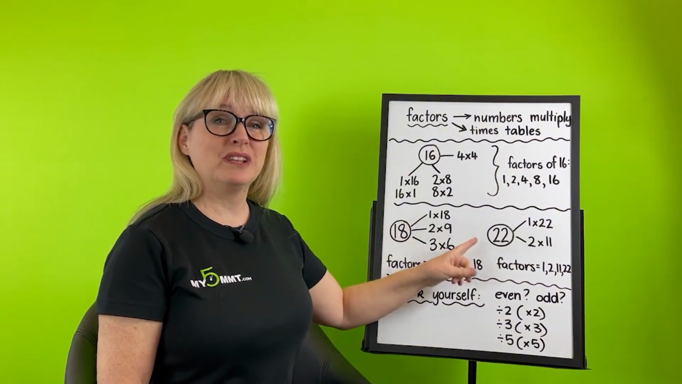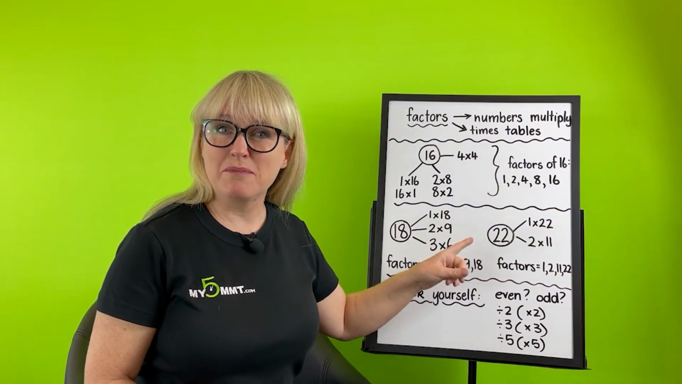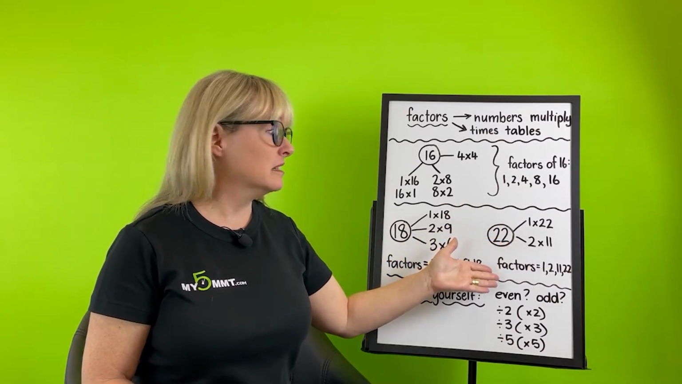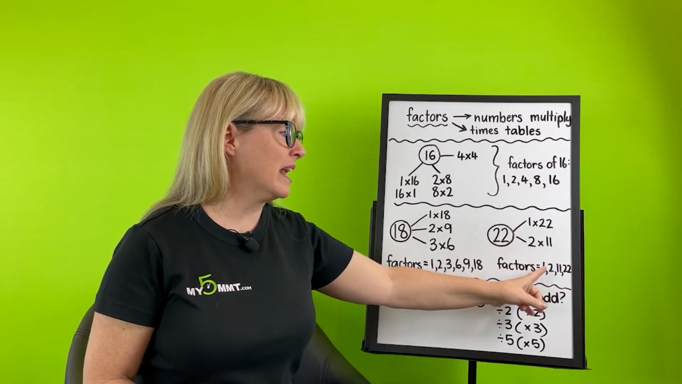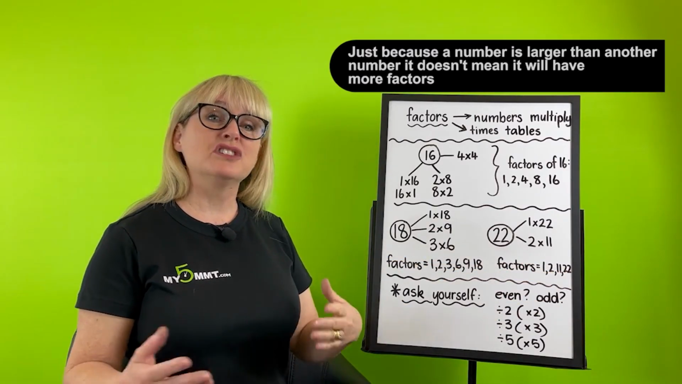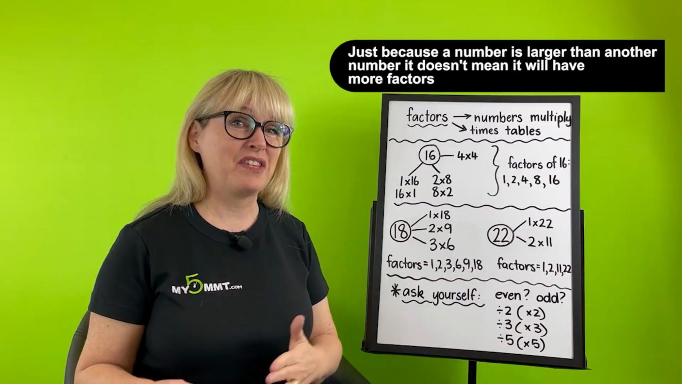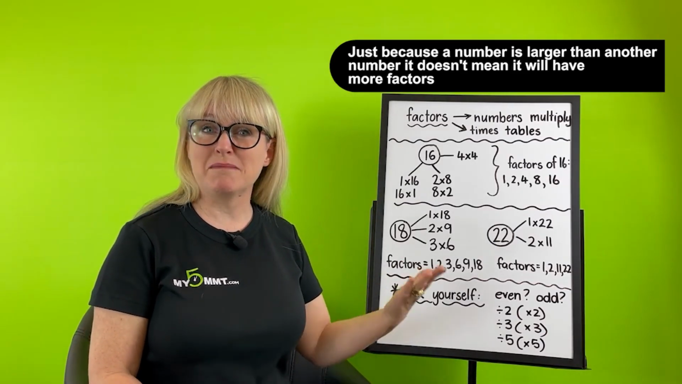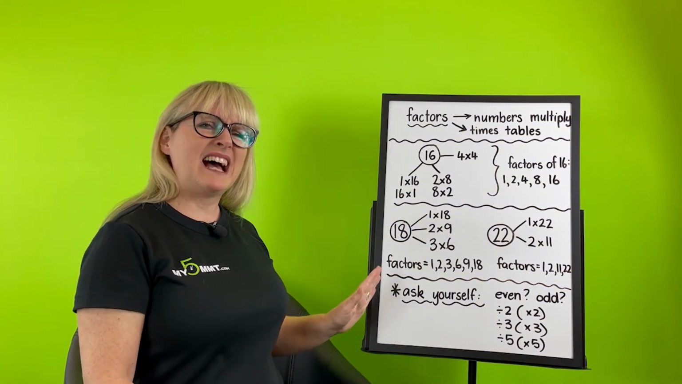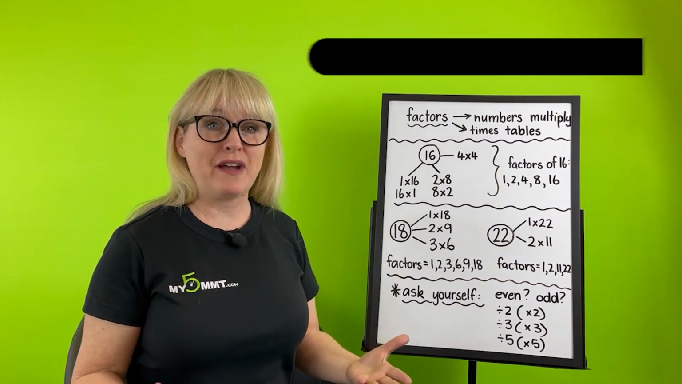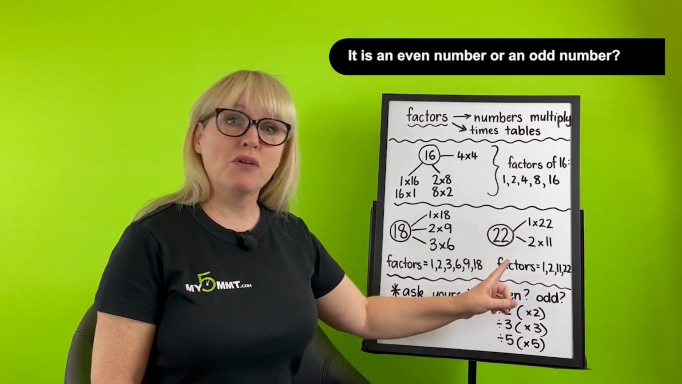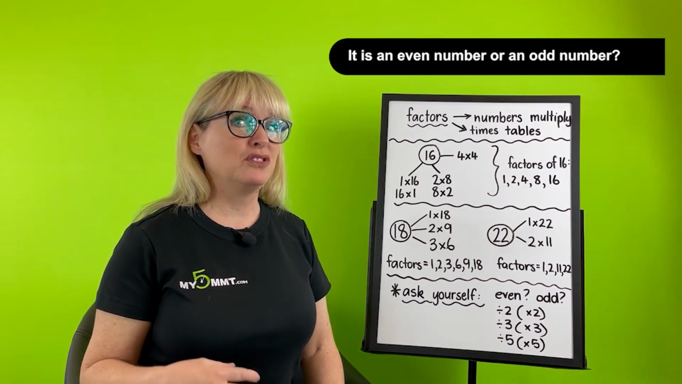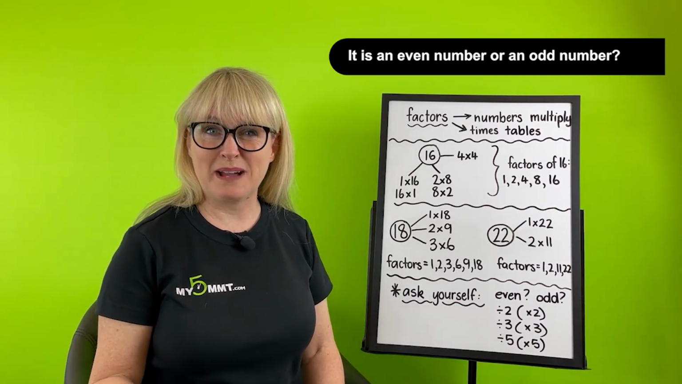Now 18 is smaller than 22, but does 22 have more factors? Well, you can see it's only got 1 times 22 and 2 times 11. So the factors are 1, 2, 11 and 22. So just because a number is larger than another number, it doesn't instantly make it have more factors or more numbers that multiply. So we need to ask ourselves when we're looking for factors, is it an even number or an odd number? Because that's going to make a big difference. We won't be able to do 2 times something if it's an odd number, will we?